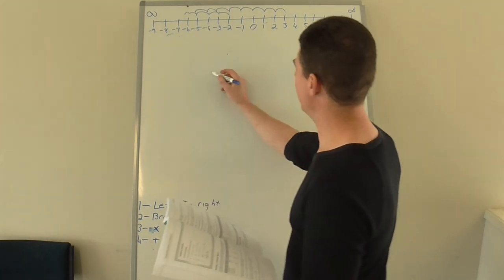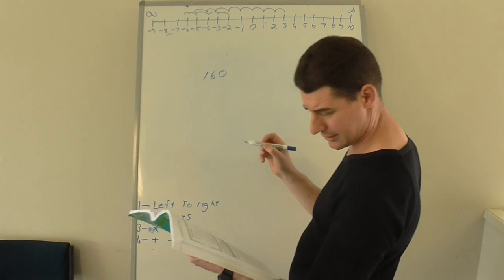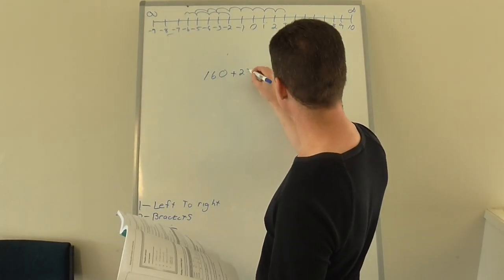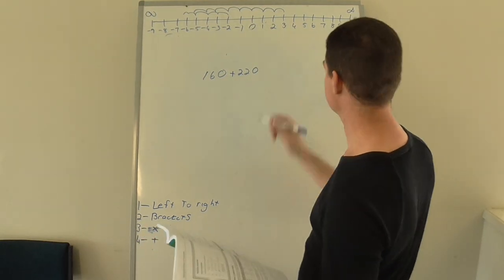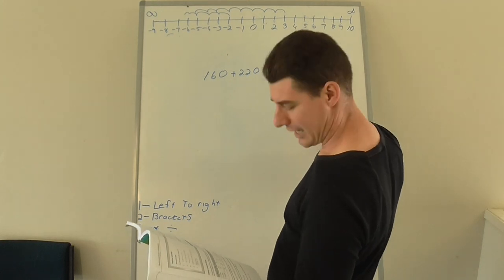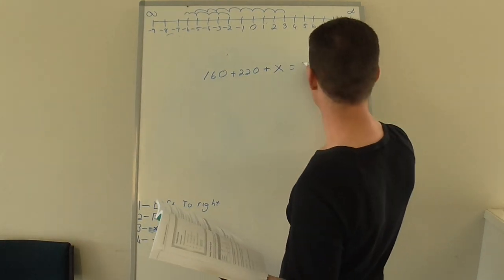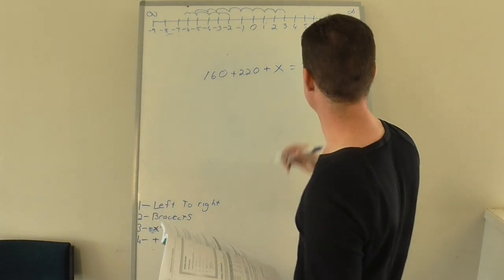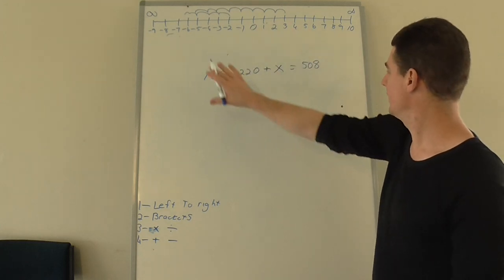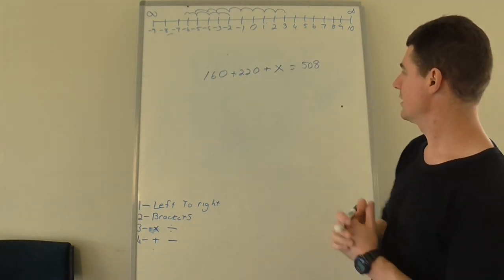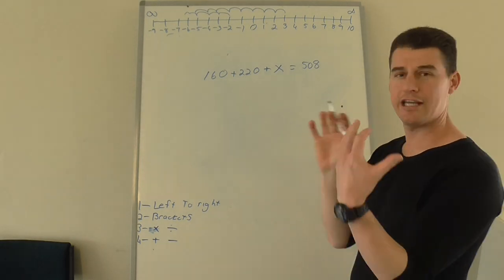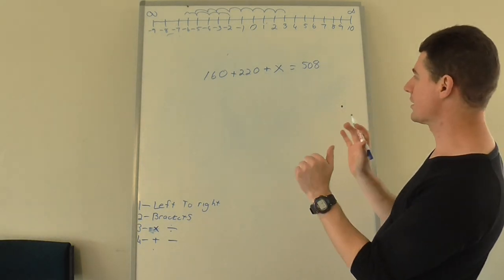They sold 160 candy lights. They sold 220 chocolates. Plus, they don't know how many creamy lights they sold, but they know they sold 508 in total. So when you get something like this, it's simple: you need to calculate the x, am I right?